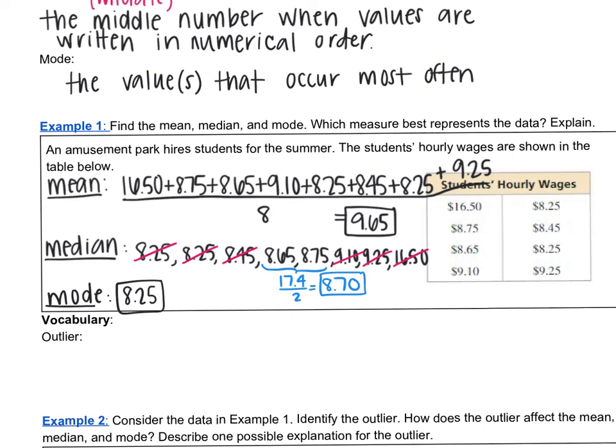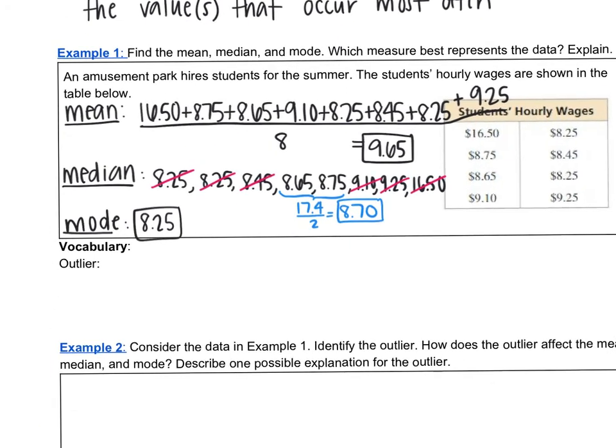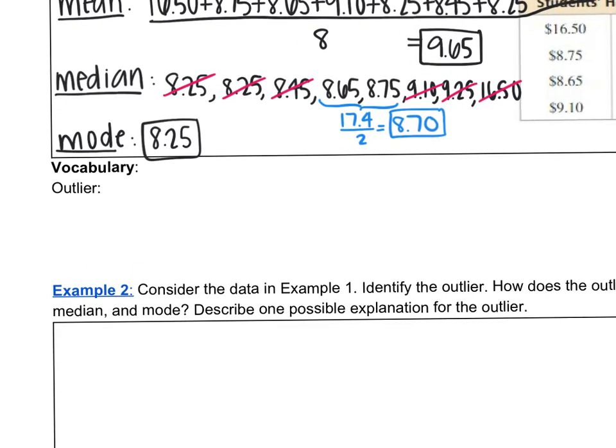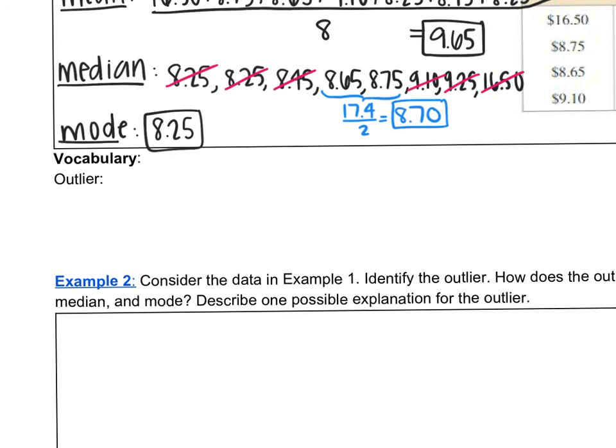So let's talk about why the mean is so much higher than all of our data values. If it's the average, why is it higher than all but one? One of the reasons that a mean can be higher or lower than most of our data is if we have an outlier. An outlier is a data value that is much greater or much lower than the other values in this set. Let's write that definition and then talk about what is the outlier in this example.